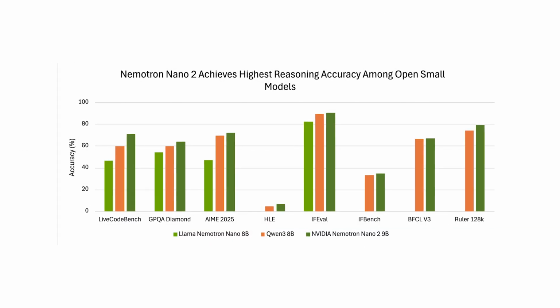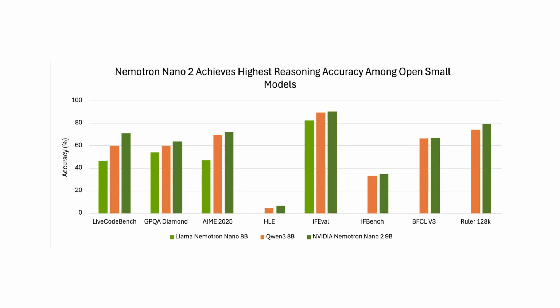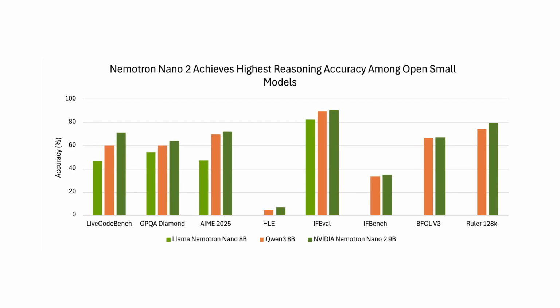As for benchmarks, Nemotron Nano consistently matches or outperforms models like Qwen 3 on reasoning, math, and sometimes even coding. So let's try this model out for ourselves and see what it can do.